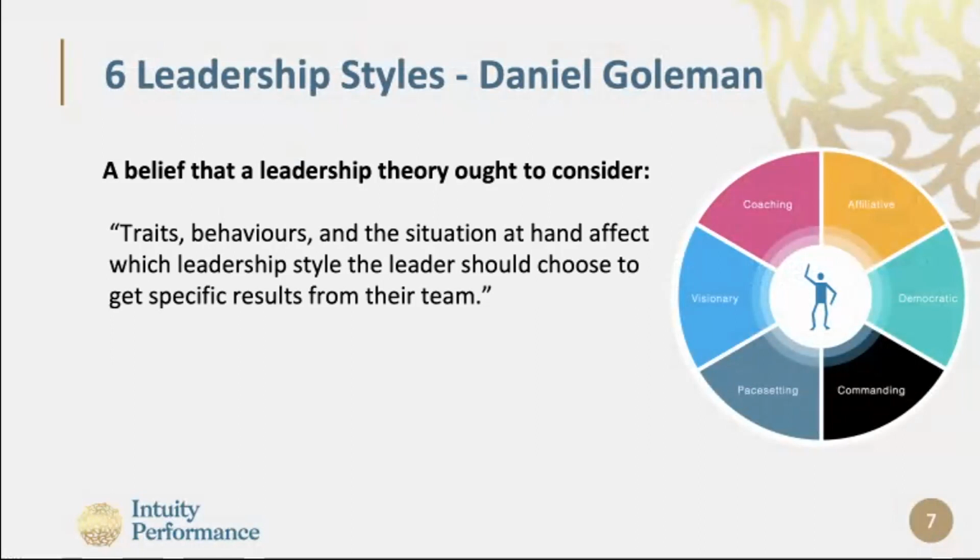The 6 styles you'll see are on the wheel there. So there's affiliative, democratic, commanding, pace setting, visionary, and coaching. So something to keep in mind is exceptional leaders may lean into their primary style, but have the ability to adapt it depending on the environment, the people, and the challenges ahead.